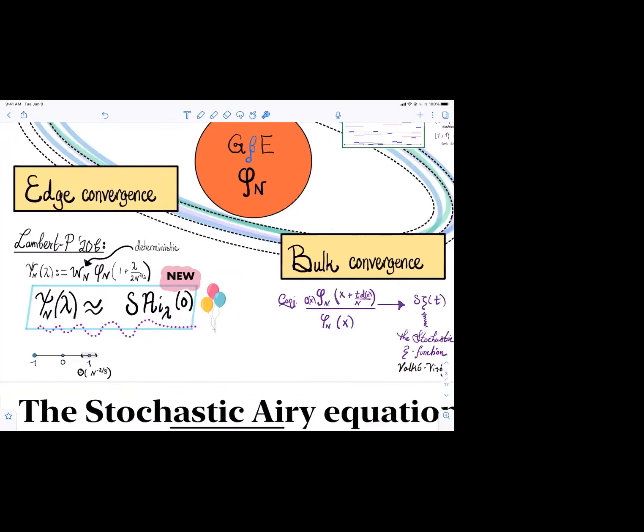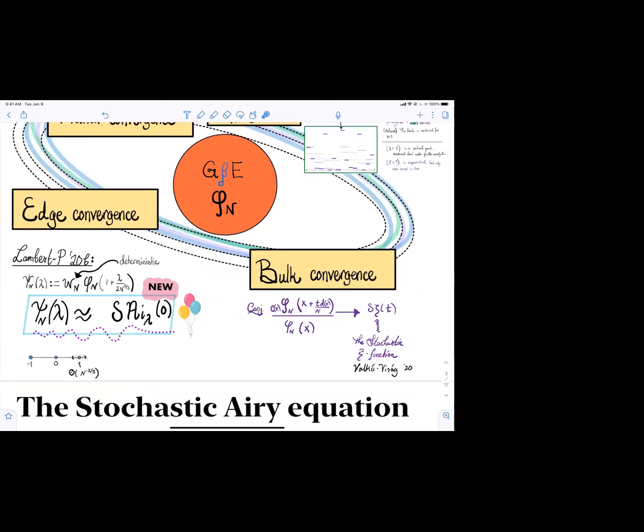And before it was on the unit circle? Yeah, right, thank you. So Valko and Virág proved something on the unit circle for the circular beta ensemble. I should say that the edge stuff doesn't really have an analog on the circle, whereas the bulk stuff does. If you do the circular beta ensemble, it has no edge. It just is a nice continuous circle.